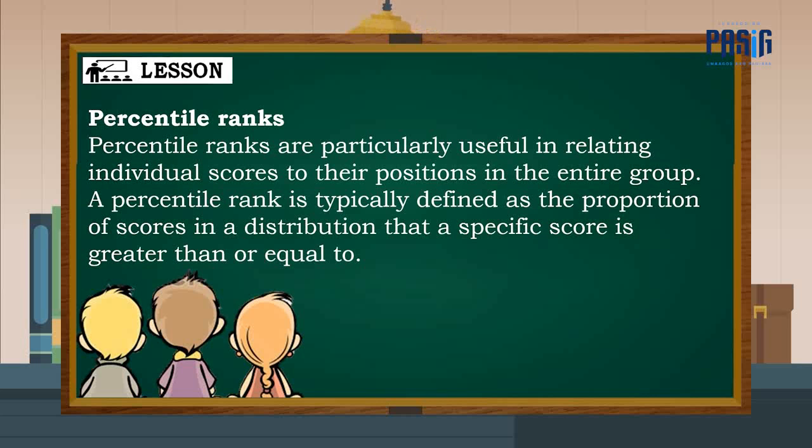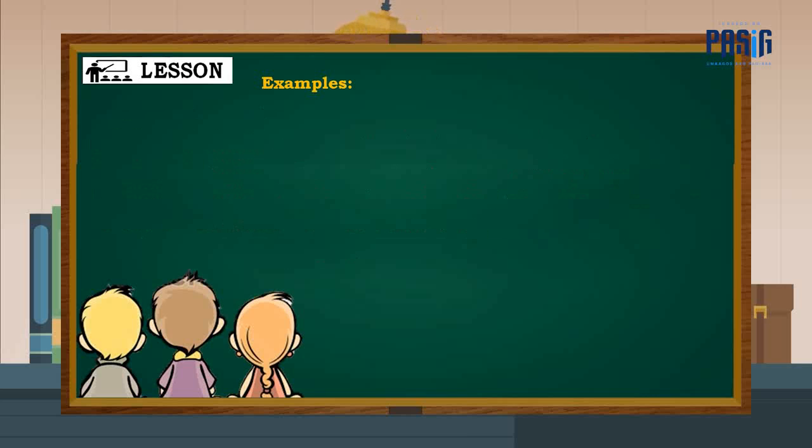Percentile ranks. Percentile ranks are particularly useful in relating individual scores to their positions in the entire group. A percentile rank is typically defined as the proportion of scores in a distribution that a specific score is greater than or equal to. Let us have examples. Let us use the table from the first example activity to answer these questions.